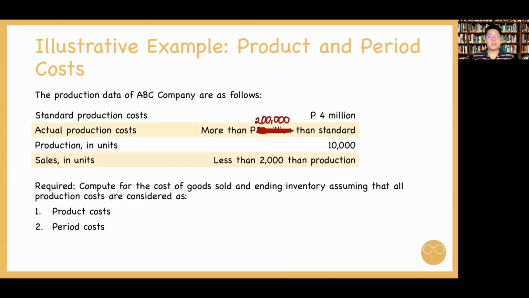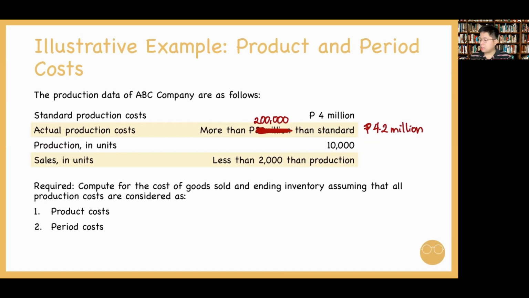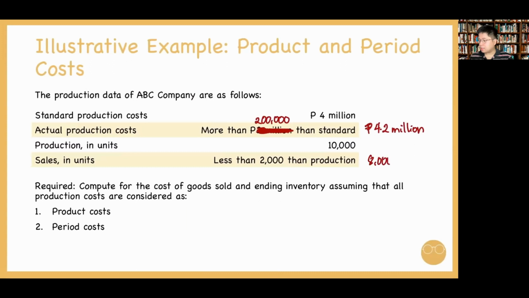Let us have an illustrative example for the product cost and period cost. The production data of ABC Company are as follows. Standard production cost is 4 million. The actual production cost is more than 200,000 than the standard cost, meaning to say it is 4.2 million pesos. The production in units is 10,000 and the sales in units is less than 2,000 than the production, meaning it is 8,000 units.